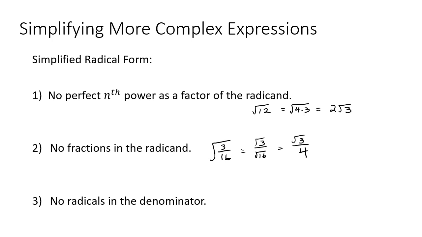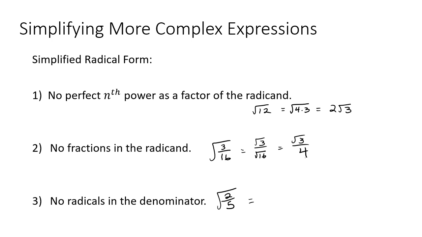As part of that process, however, you often run into the conflict in part 3. And the final condition we need to meet, and this is often the trickiest to figure out how to fix, is that you can't leave any radicals in the denominator of an expression. So let's say we had the square root of 2/5. Well, that's not simplified radical form because it doesn't meet condition 2. There's a fraction inside the radical.